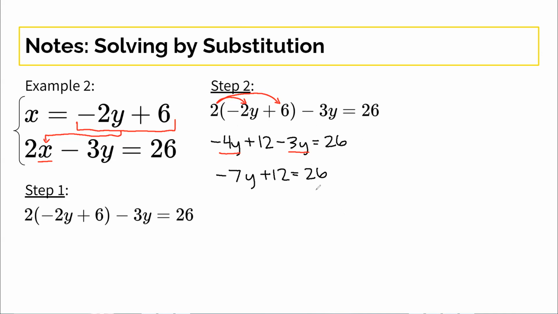This is the add or subtract stage. I need to undo this addition by 12. So I'm going to subtract that from both sides. And when I do that on the left, those 12s cancel, giving us -7y equals, and then 26 minus 12 is 14.